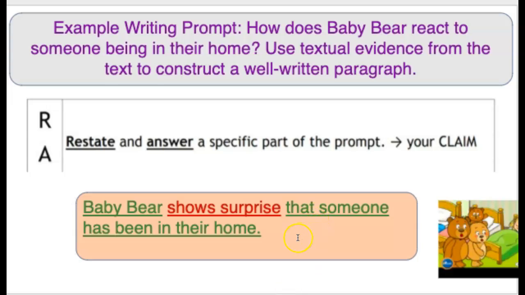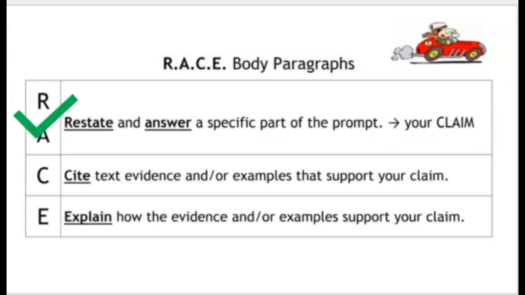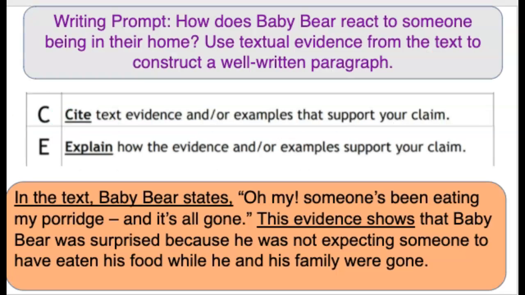So if we look at this student's example in orange, Baby Bear shows surprise that someone has been in their home. If we look back at the prompt and at the sample answer, did this person complete the R and the A part of RACE? Yep, they sure did. So boom, we've got our R and our A. Now we're going to need to see how this student cited their text evidence and explained the evidence.